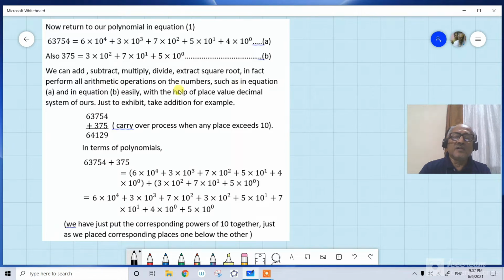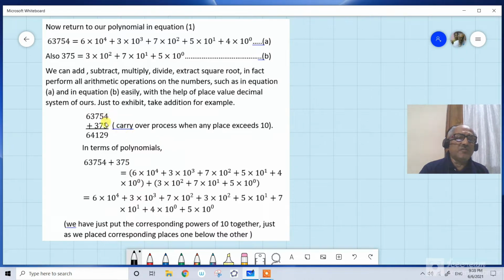In fact, perform all arithmetic operations on these numbers as we did in lower classes, easily with the help of place value decimal system of ours. Just to exhibit, let us add these two: 63,754 plus 375, write it down unit place below the unit place, tenth place below the tenth place, like that. And there is carryover process.